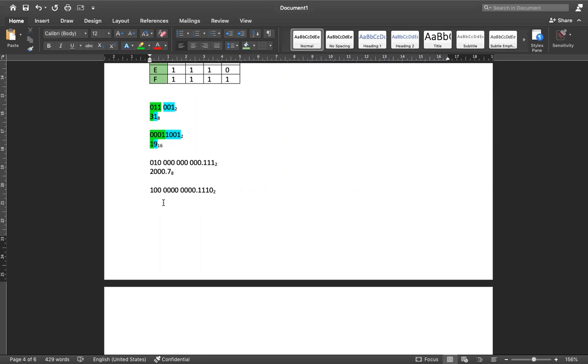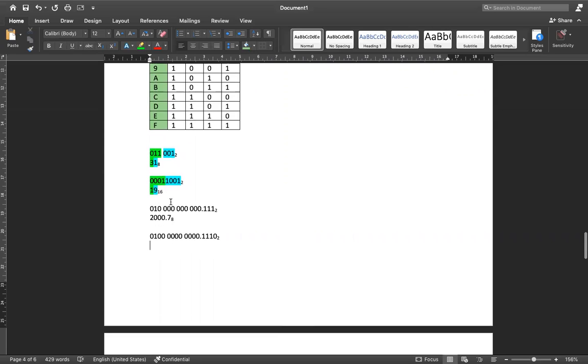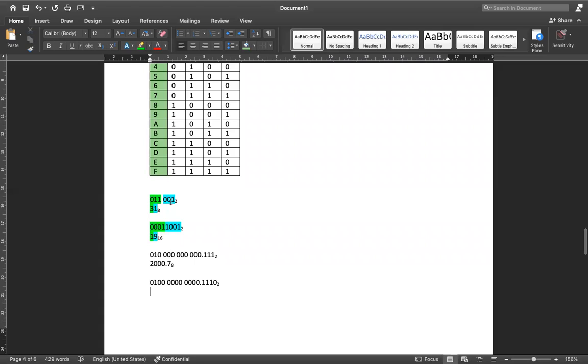Yeah. This is the beginning 0. 0, 1, 0, 0. 4. All zeros, 0. Then 1, 1, 1, 0. E. That is in hexadecimal. Easy, no?